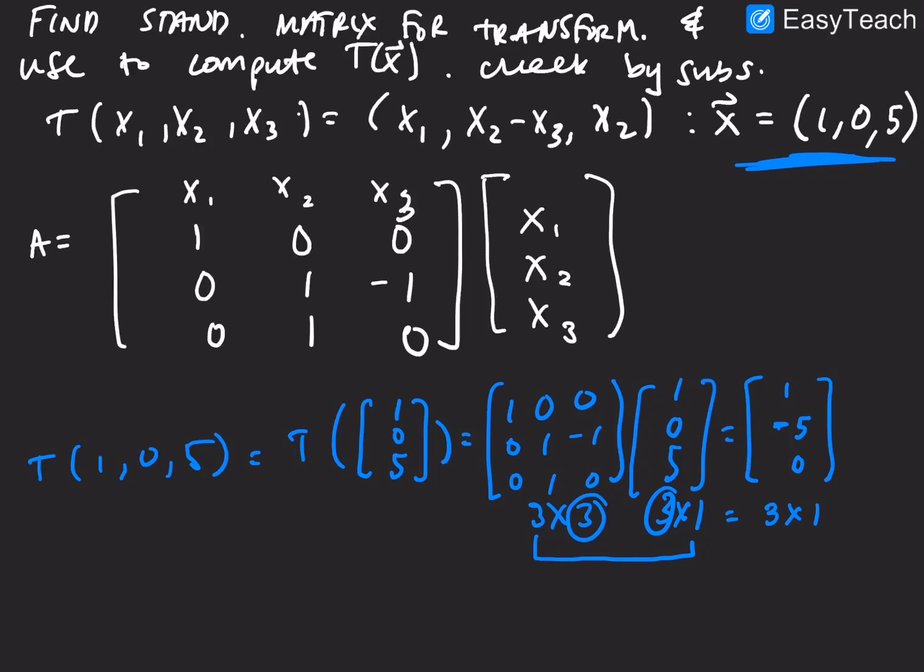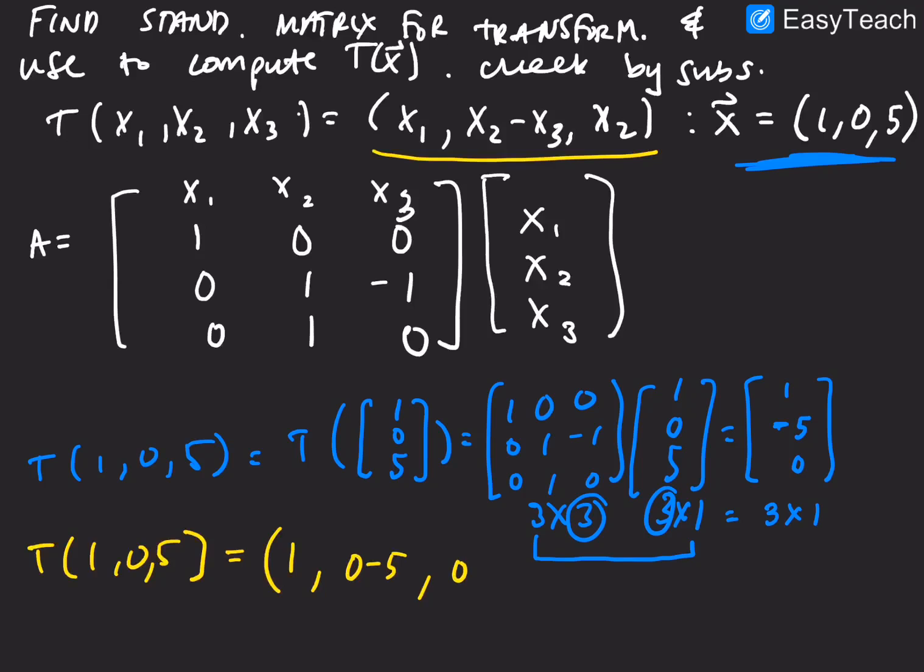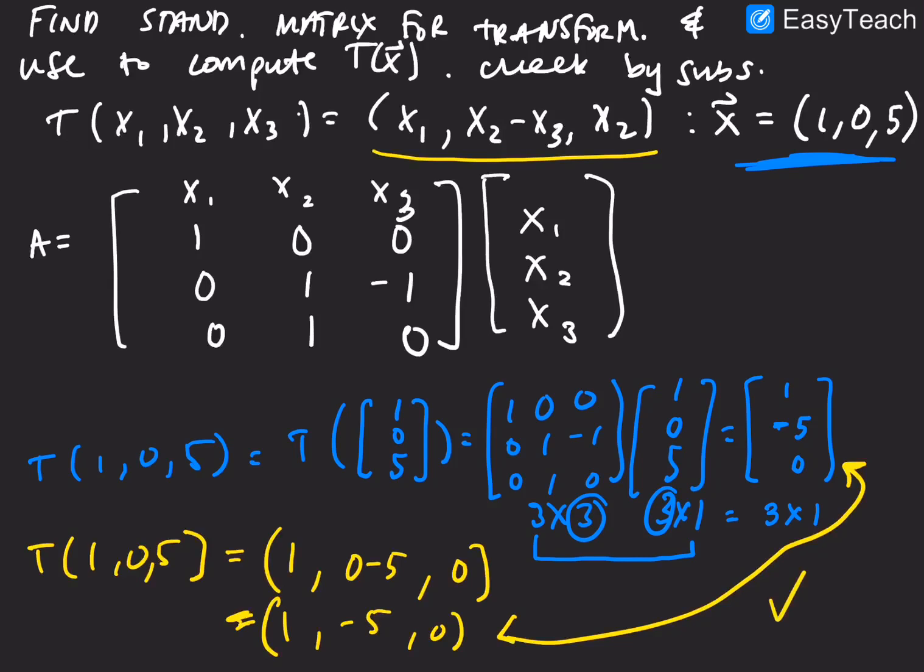Let's go ahead and try that. That's way easier. And I'm pretty sure it's a one-liner. Let's do it in yellow. So if I put 1, 0, 5 right into here, I'm going to get 1. And then x2 minus x3, that's 0 minus 5. And then x2, which is just 0. You can see I get a 1, -5, and 0, which is exactly the same thing we got here. So that checks out.